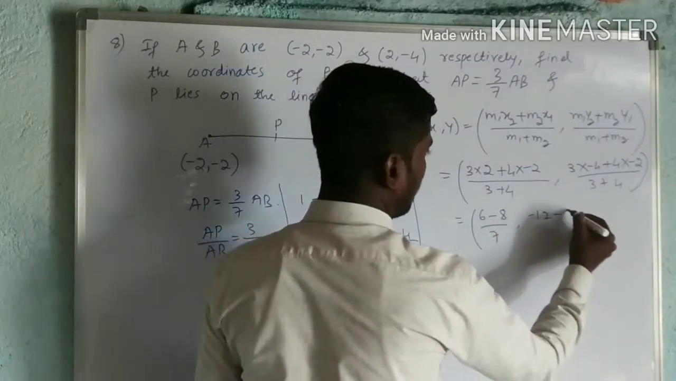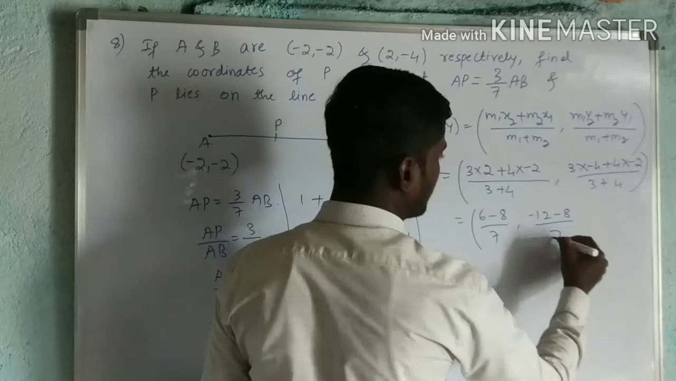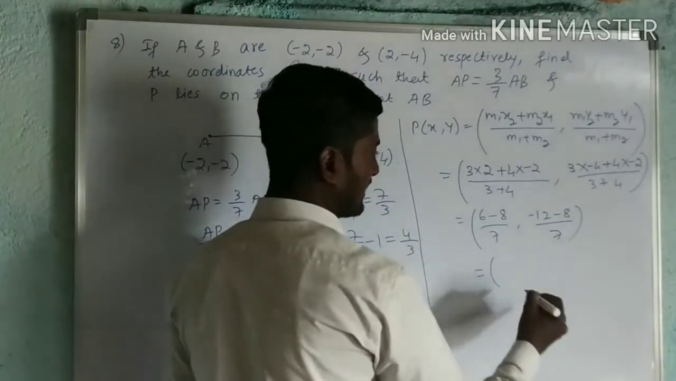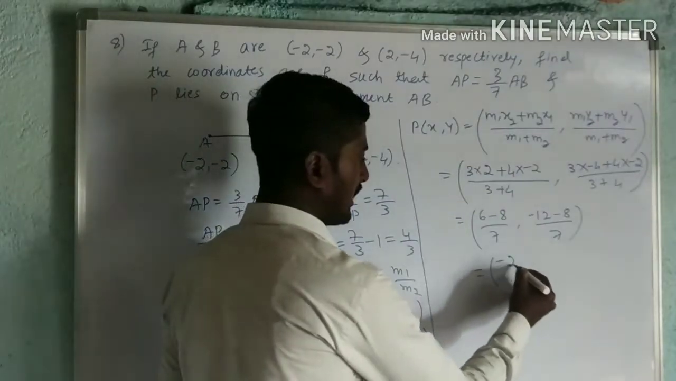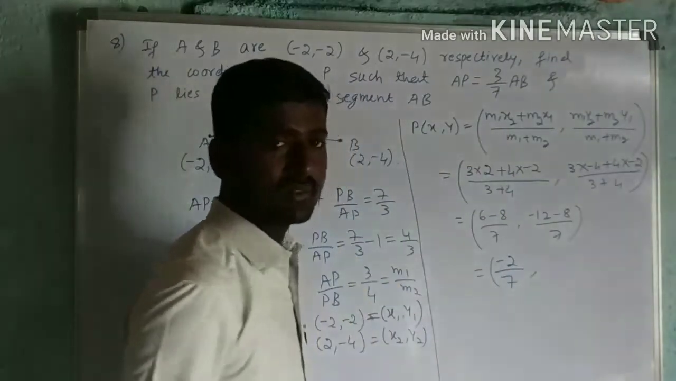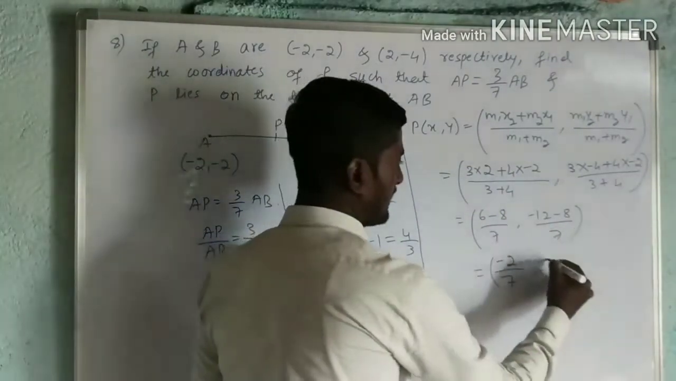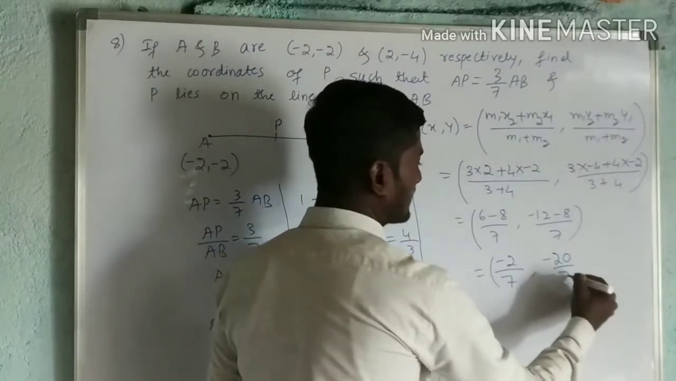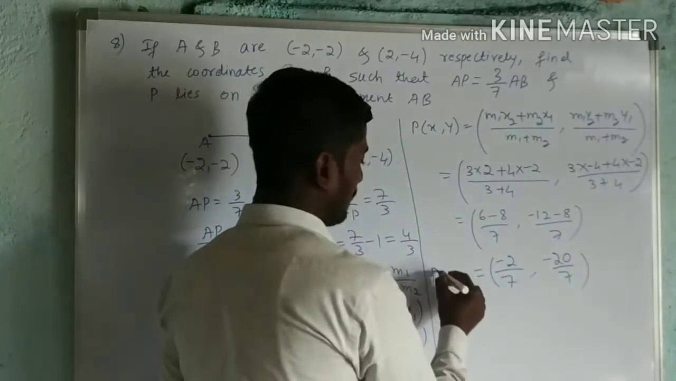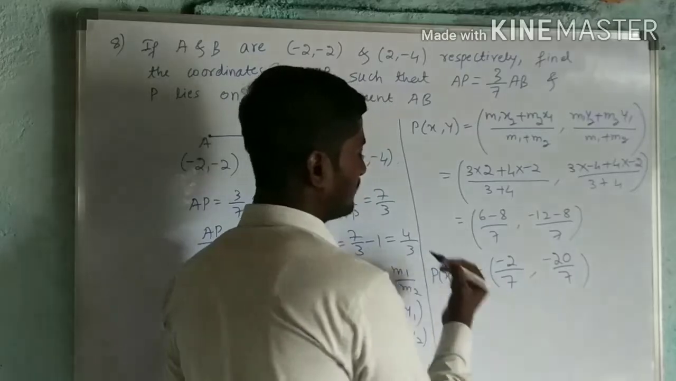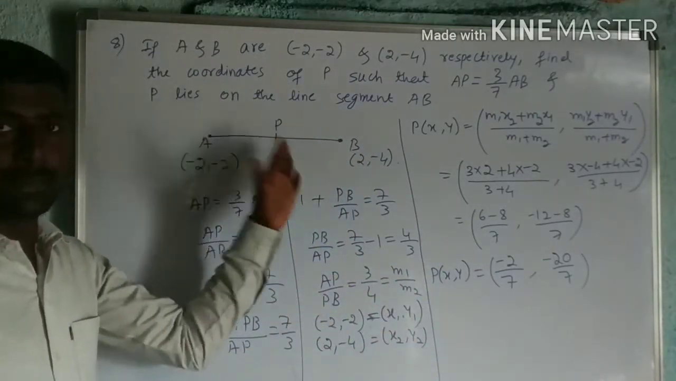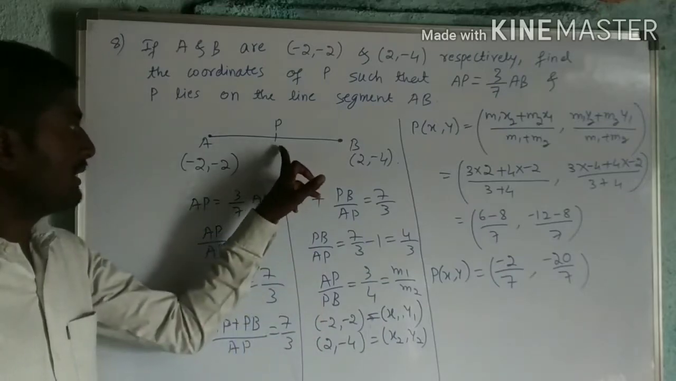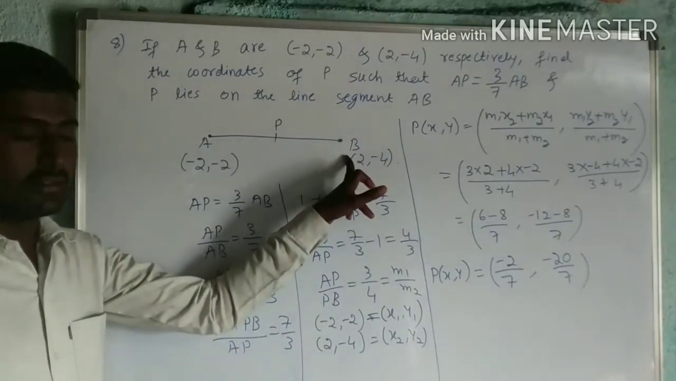minus (12 minus 8) divided by 7. Now this is 6 minus 8, that is nothing but how much? Minus 2 divided by 7. Now this is minus 20 divided by 7. This is P of x comma y. So this is how we can find the point P. Okay, this point P divides the line segment AB.